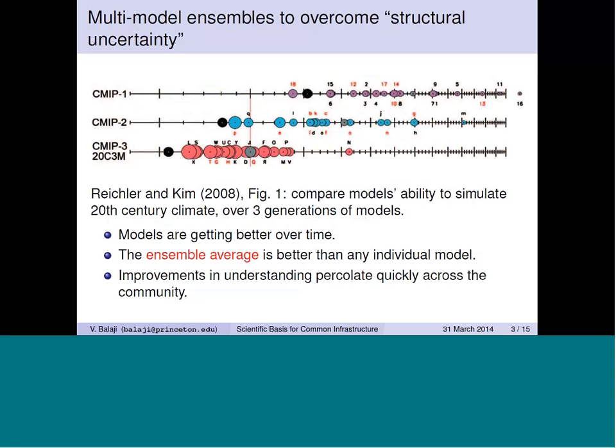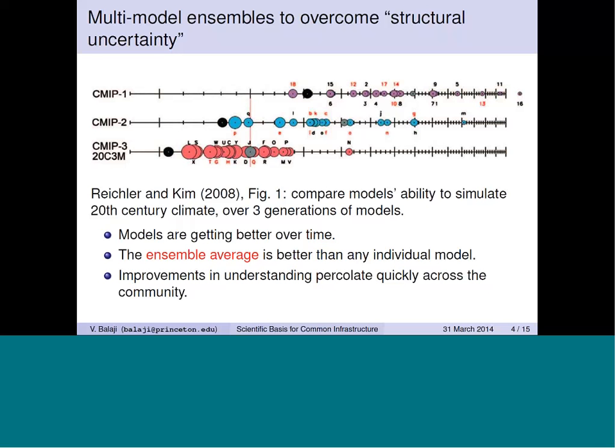So this is the result from the CMIP 3 era, the Reichler and Kim paper, which compared models' abilities to simulate the 20th century climate. So it's some metric where to be on the left is a good thing. That means you have a better model. And it's compared against the 20th century simulations against some reanalysis. So the reanalysis would appear on the left edge of this plot if it were plotted, right where my cursor is. These are 3 generations of models.